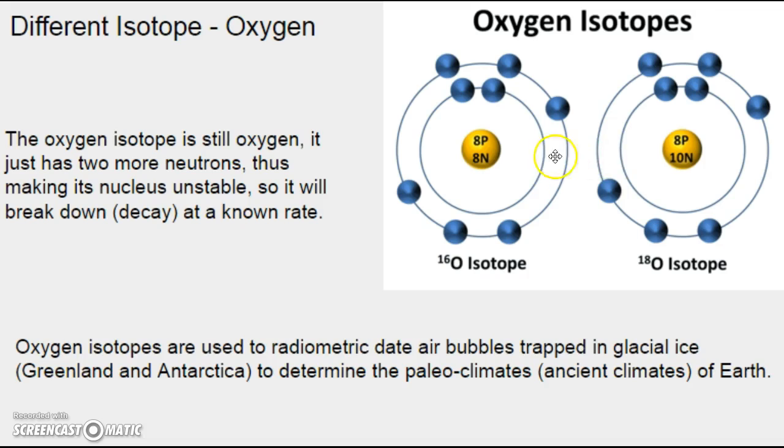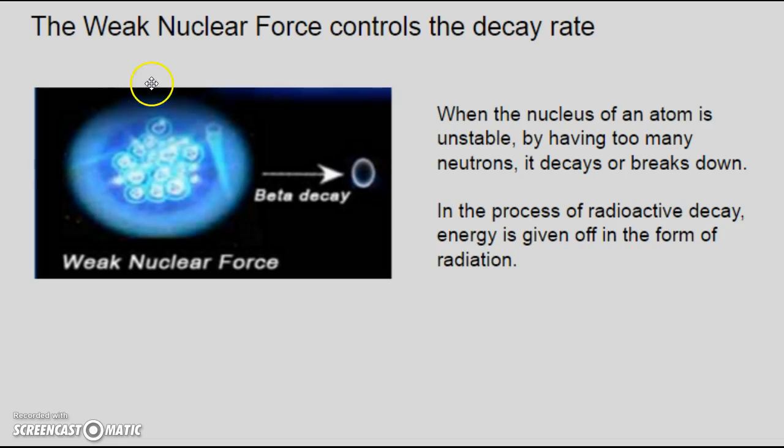So it's a very, very real application of how isotopes and isotopic ratios using radiometric dating are used. So very, very high quality. And so the weak nuclear force controls the decay rate. When I say the words weak nuclear force, we're really talking about what is holding the nucleus together. When the nucleus of an atom is unstable, by having too many neutrons, it decays or breaks down. In this process of radioactive decay, energy is given off in the form of radiation. And sometimes this radiation can be really, really dangerous and harmful to people.